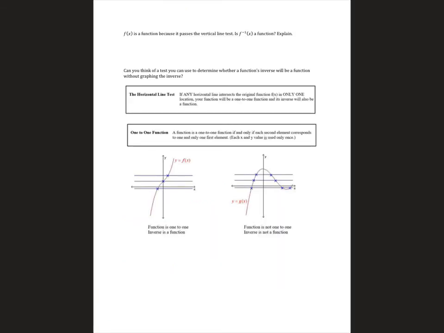Now, if you take a look at the graphs of both f of x and its inverse, you can see that f of x is a function because it passes the vertical line test. However, the inverse function that we drew in, that sideways parabola, is not a function because it does not pass the horizontal line test. So let's go ahead and write this. My inverse function from the last problem is not a function because it did not pass the vertical line test.